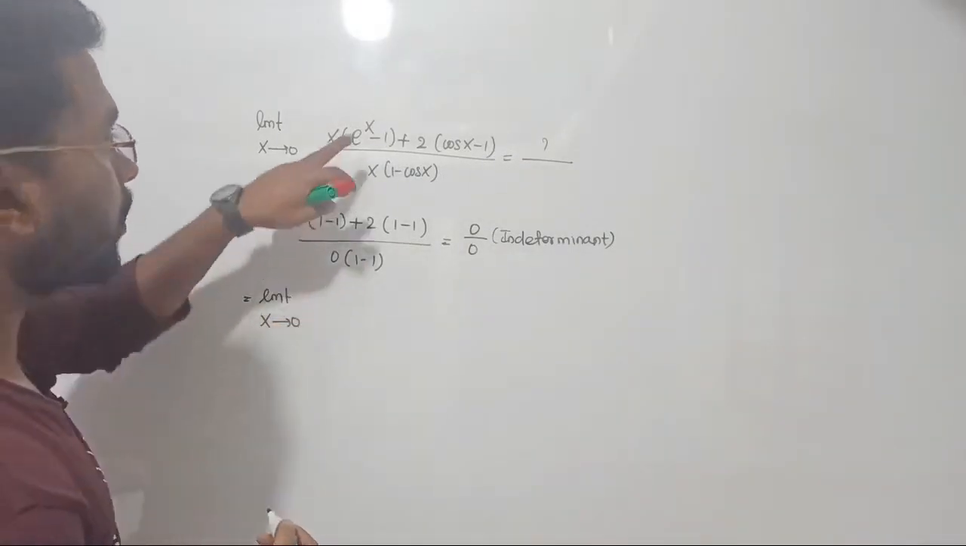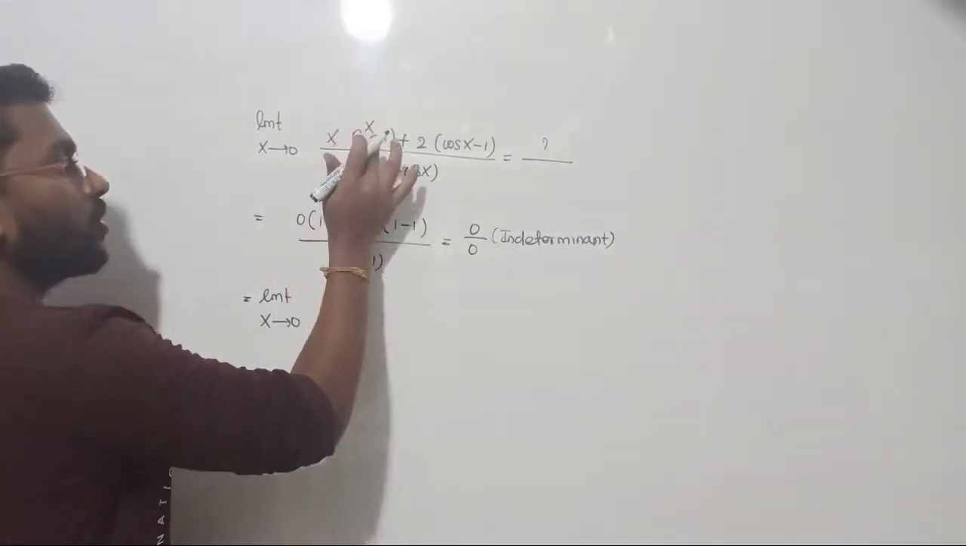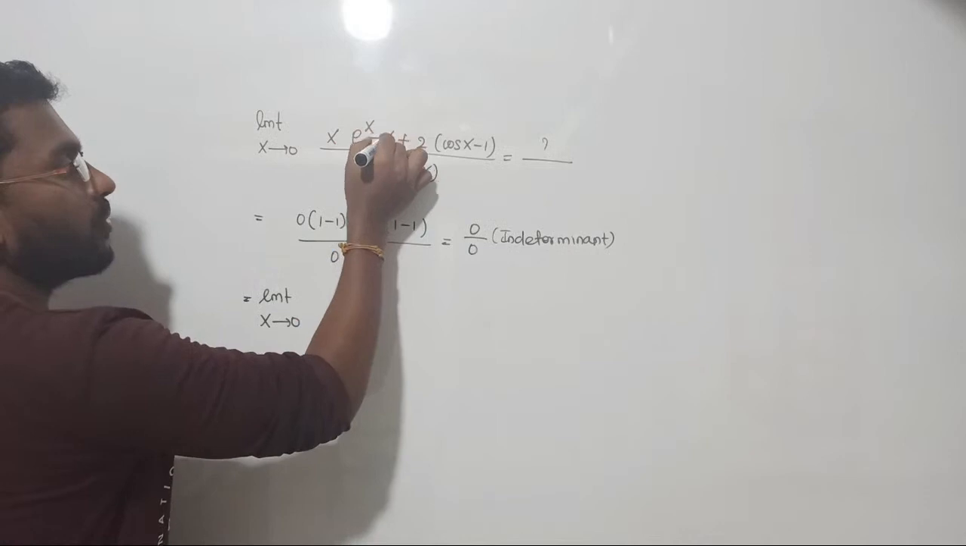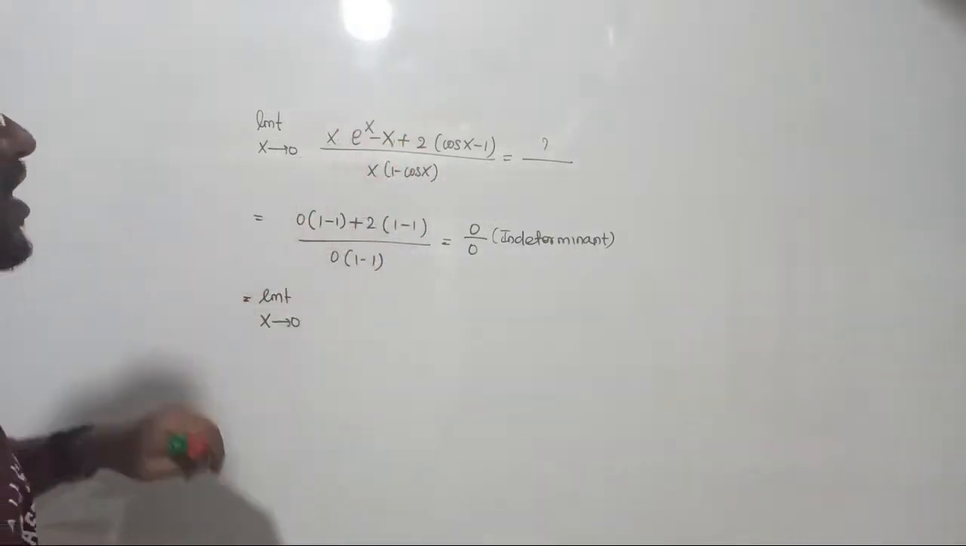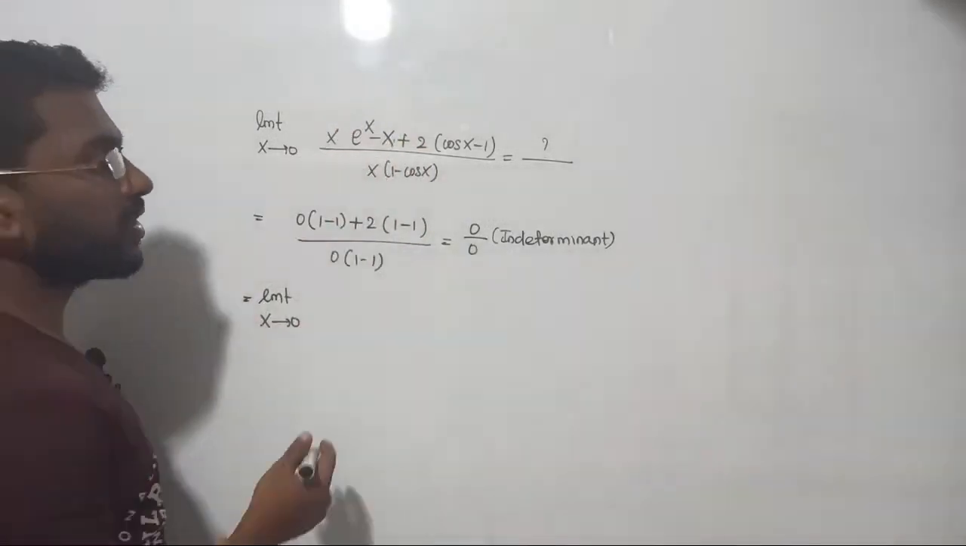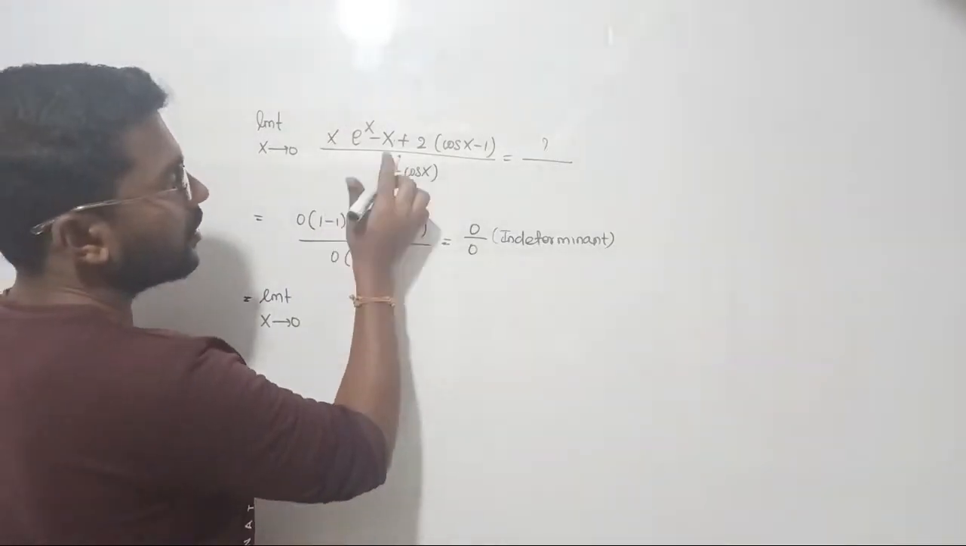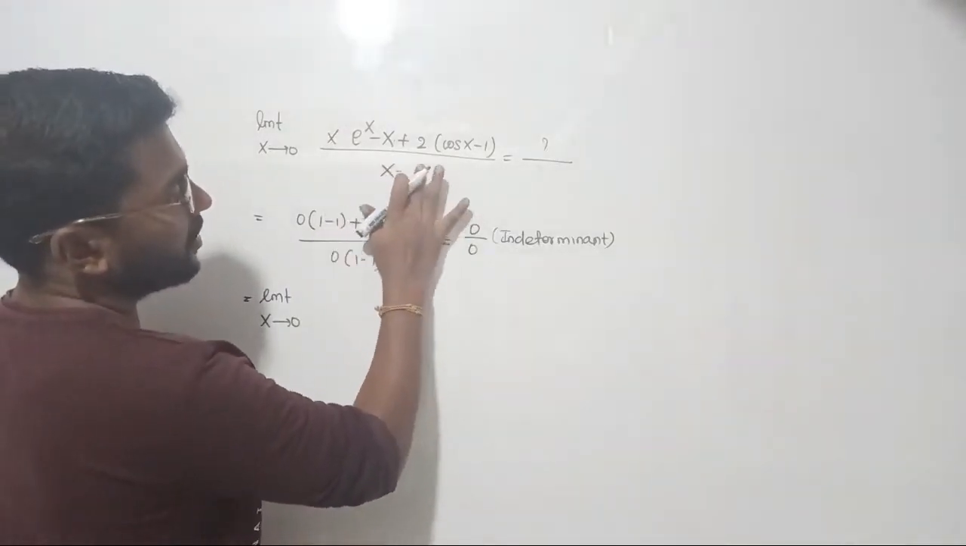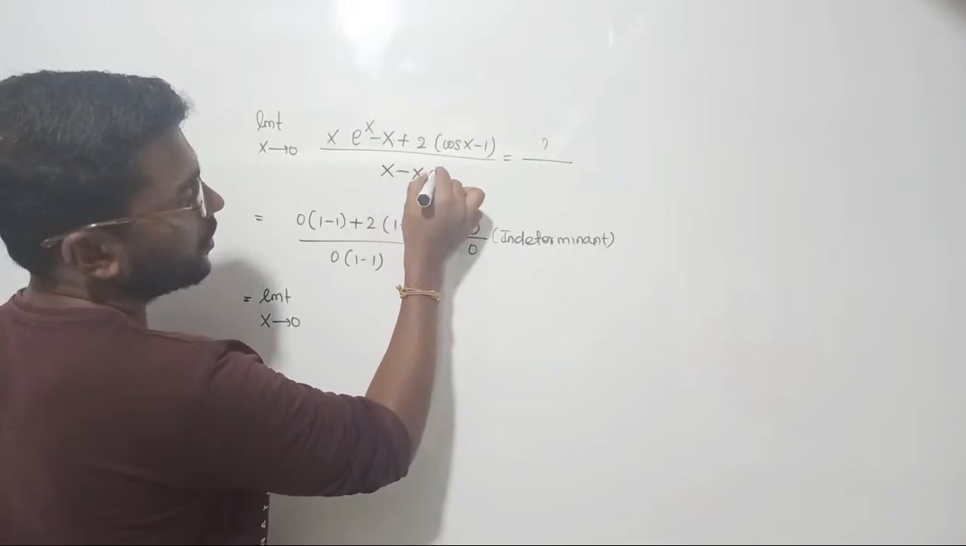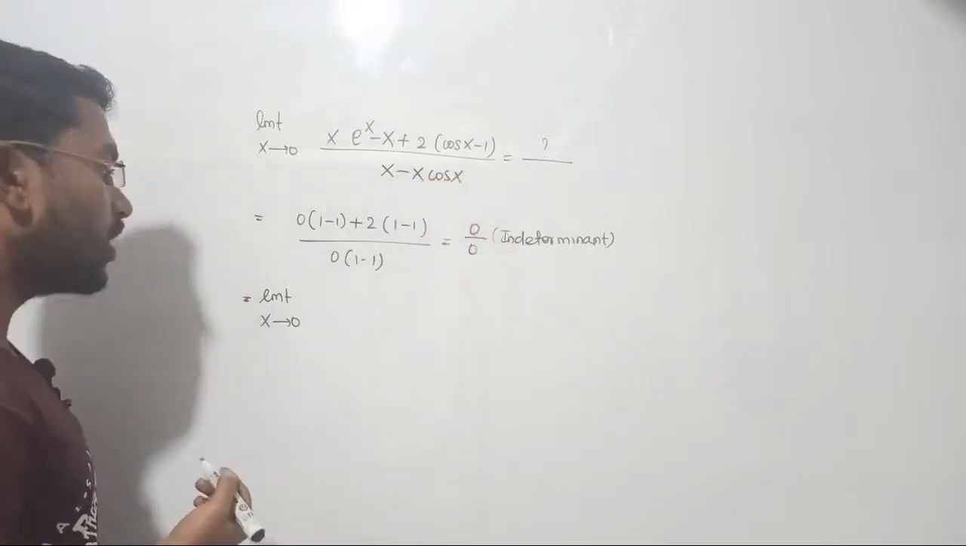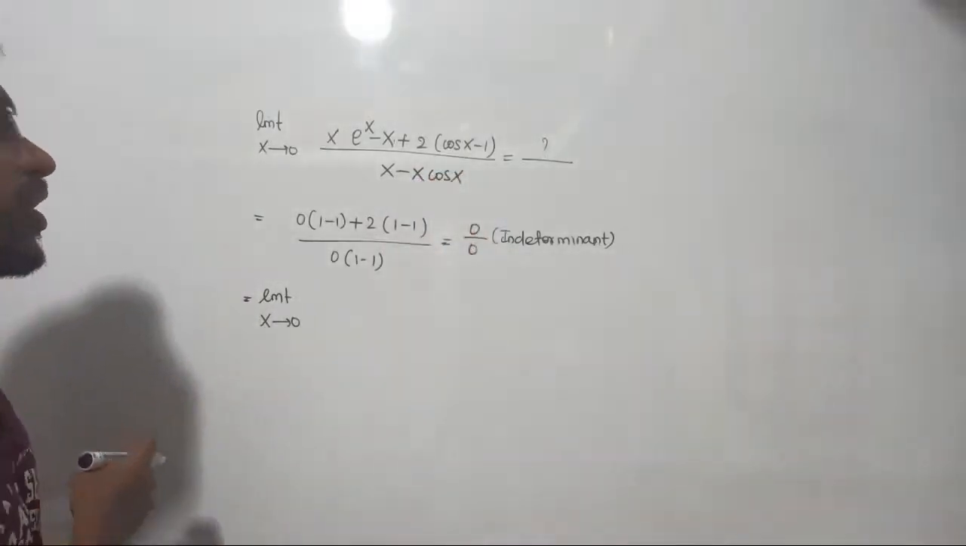Now if you open up the bracket, this function will be multiplied by x, such that this is going to be x into e power x minus x. Okay, that will become comfortable for us to do differentiation. It will become x into cos x minus x into cos x. Fine. Now let's start with the numerator first.